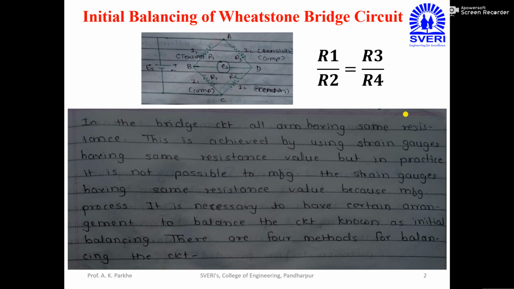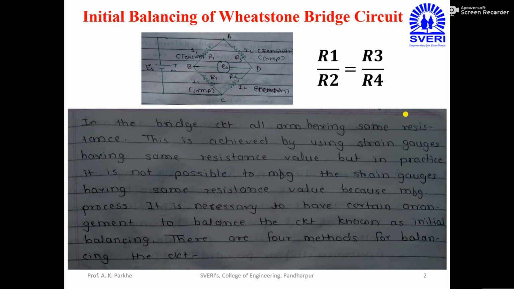We derived the derivations for the 8 configurations, that is for the single arm, 2 arm and 4 arm sensitive bridge circuit. Then we discussed the transfer sensitivity or the cross sensitivity factor, which we have to introduce in strain gauge applications. And now in this lecture we are going to discuss the initial balancing of the Wheatstone bridge circuit.